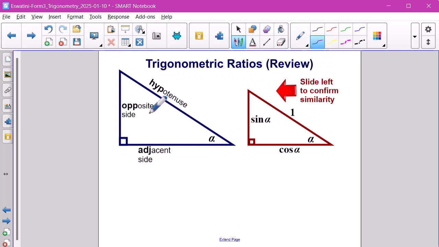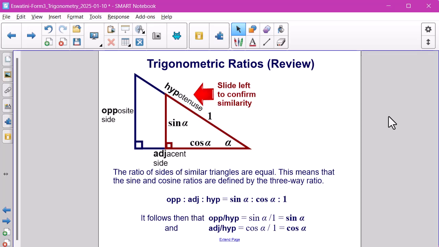What we can do with this is we could actually take every single side length that we have and divide it by the hypotenuse. Now the hypotenuse divided by the hypotenuse is going to give us 1. Opposite over hypotenuse will give us the sine of alpha, and the adjacent side over the hypotenuse gives us the cosine of alpha.